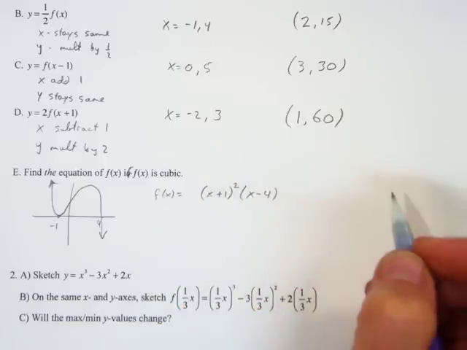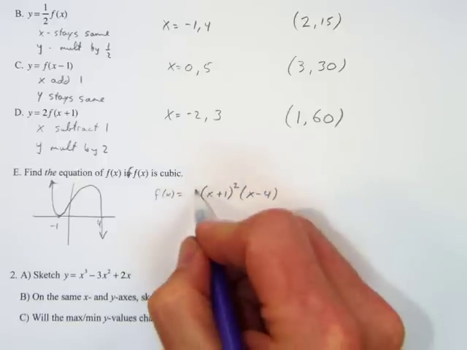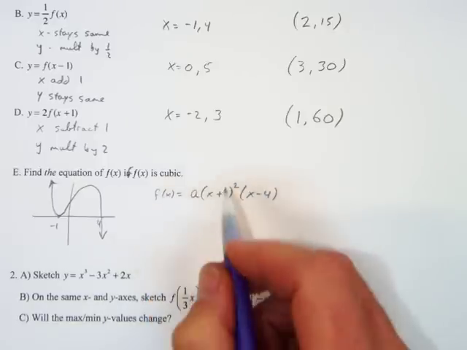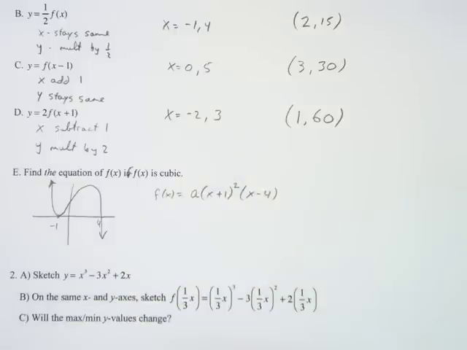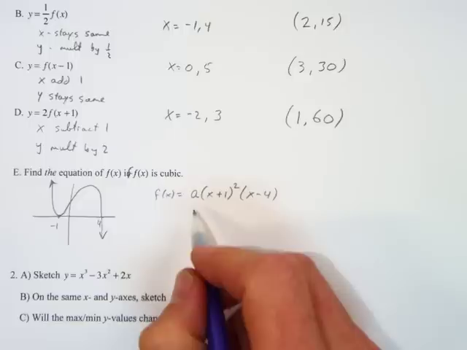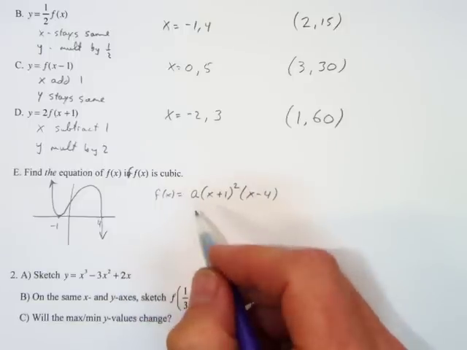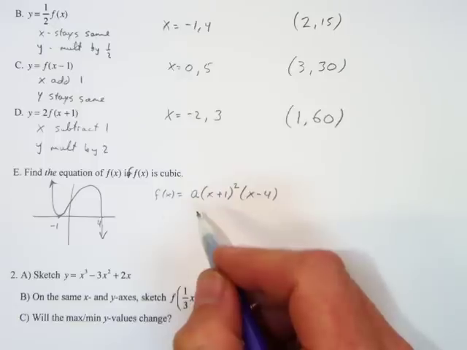What am I missing right now? I'm missing my coefficient a. Remember, I need that because we don't know how stretched out or compact it is. Can I find a? What do I need in order to find a? I'm going to need a point. Do I have any other point on this graph? Yes, I have that max.